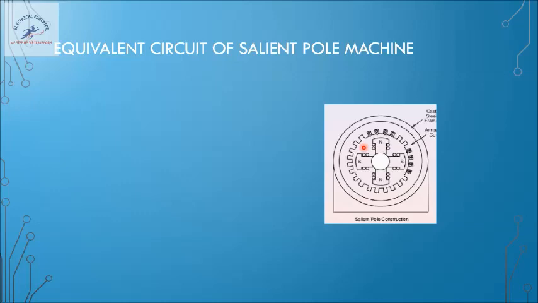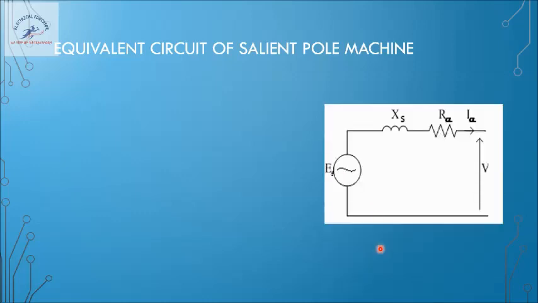Okay, so now what happens for the equivalent circuit of a salient pole machine? The equivalent circuit remains the same, but this reactance, which is called the synchronous reactance, will be a vector sum of direct axis reactance and quadrature axis reactance. Okay, so direct axis reactance and quadrature axis reactance we have considered.